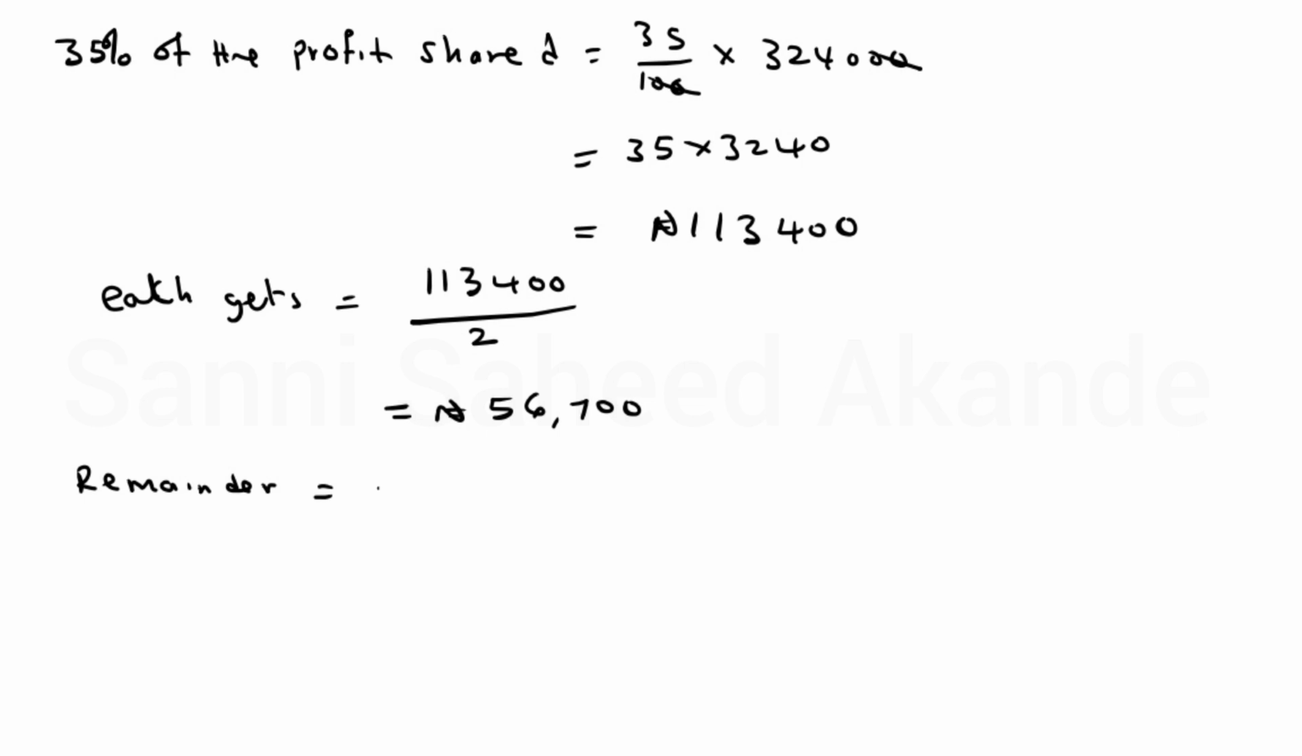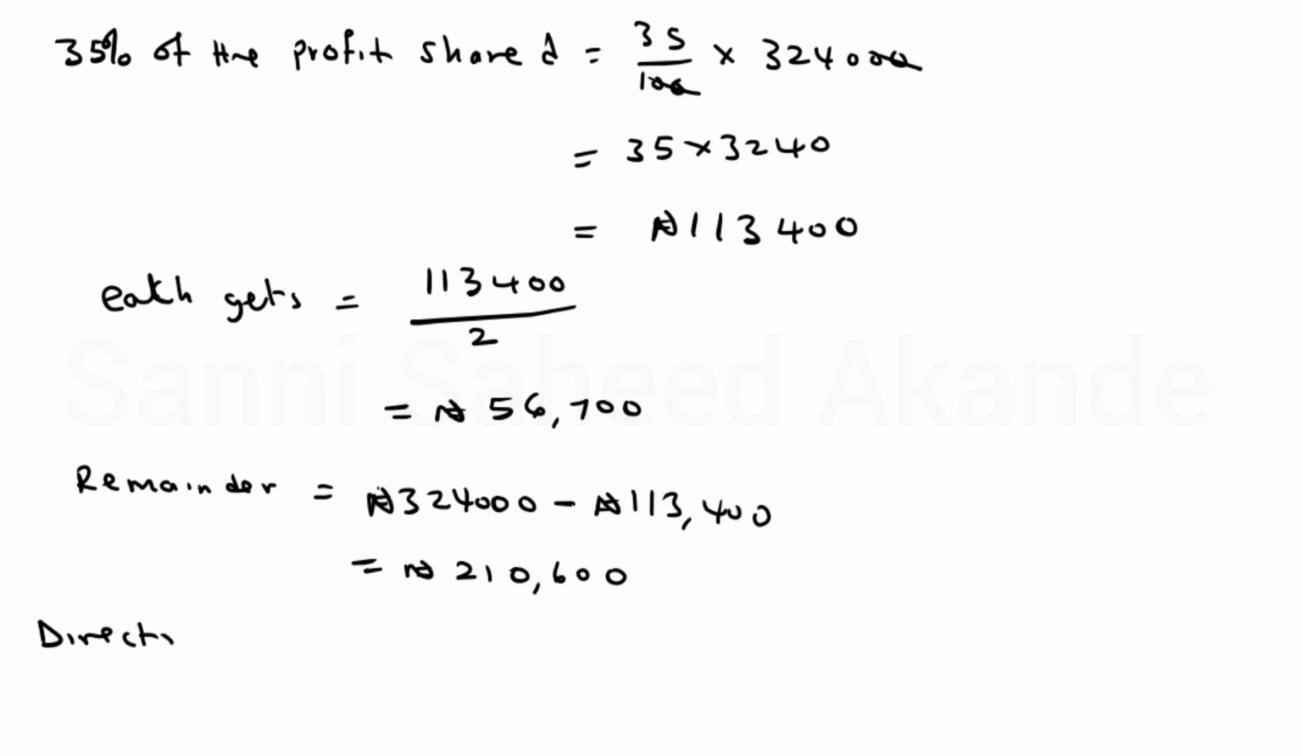Let's do that. We now have 324,000 minus 113,400. When you do that, you get 210,600 naira. Now let's find the director's share. The director's share will be equal to 5 divided by 13 times what we now have left as remainder, which is 210,600 naira. If you solve this very well, you should get 81,000 naira. That's the director's share.